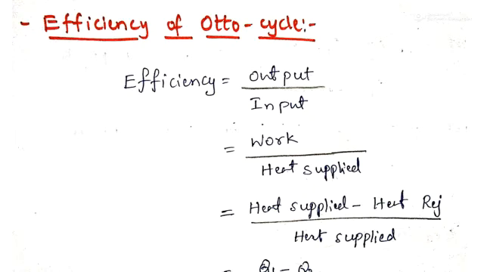Now we are seeing the derivation for the efficiency of the Otto cycle. First of all, efficiency is generally the ratio of output to input, and the Otto cycle is generally applied to heat engines. So the output is the work done, and the input is the heat supplied.